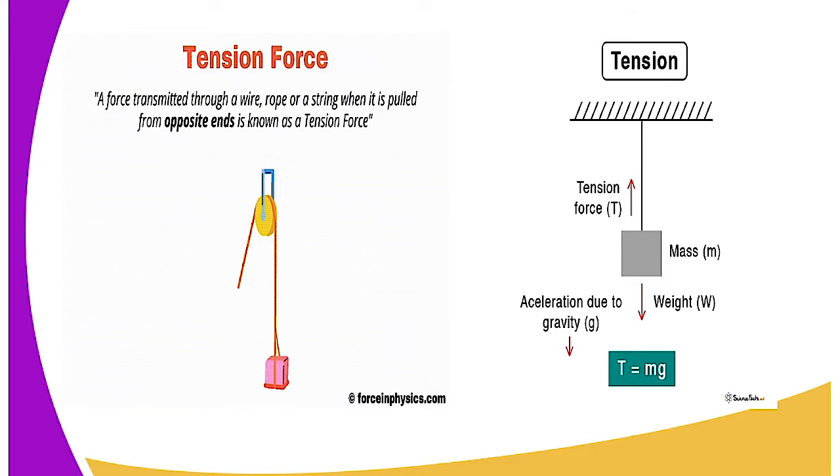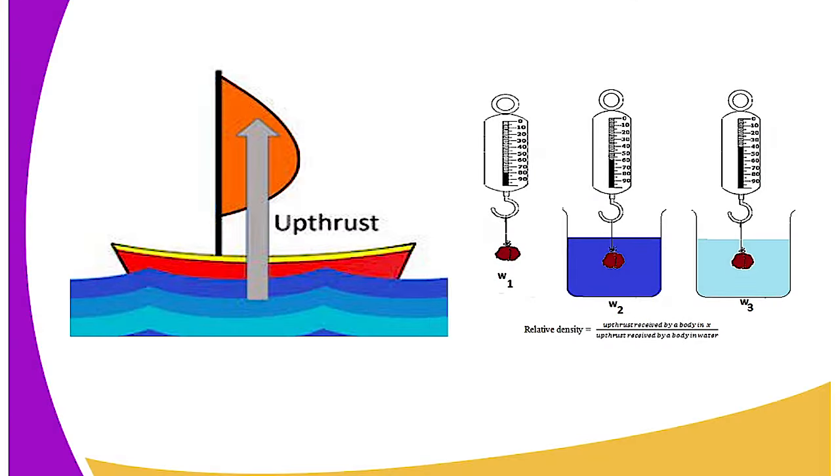Next, we have the upthrust force. And this is a force that causes objects to float on liquids. For example, water. We have a boat, and the reason why a boat floats is because the boat displaces water, which is equivalent to its own weight, and that is because of upthrust force. It's in fluids, either gases or liquids.